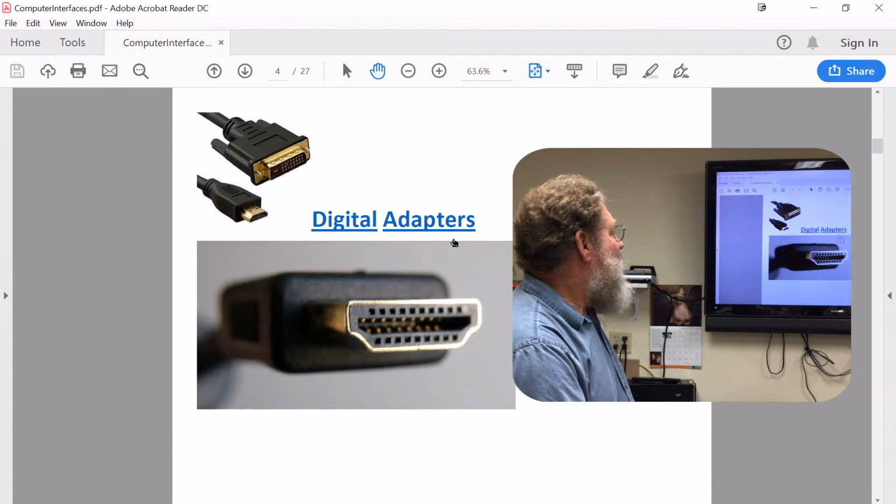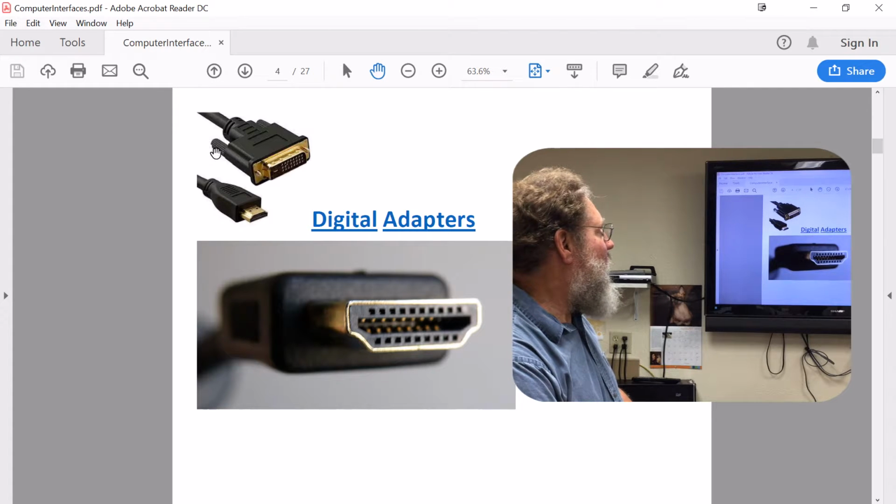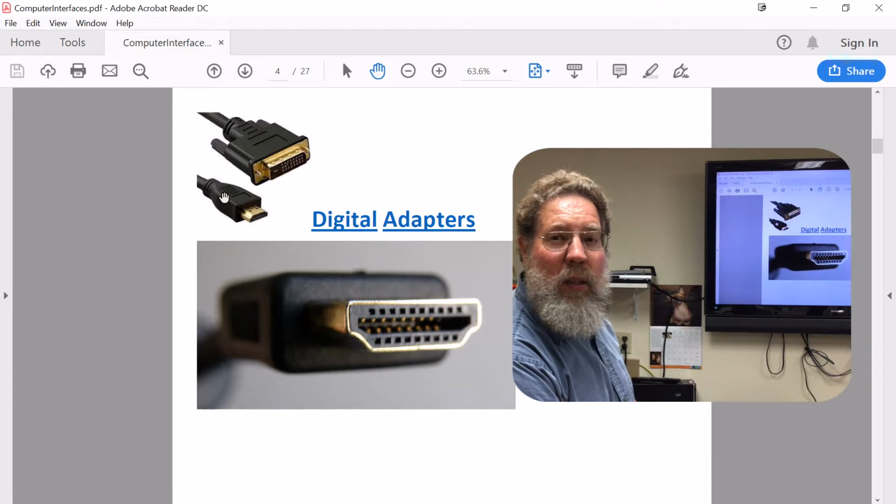So we have basically two types of digital adapters here. In a lot of older computers, you'll see this one here. Does anyone know what that's called?